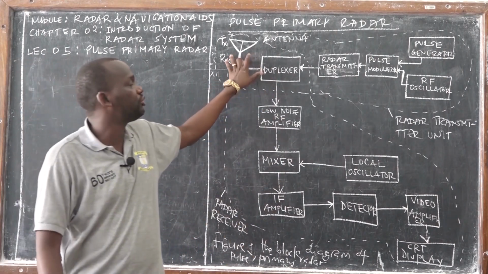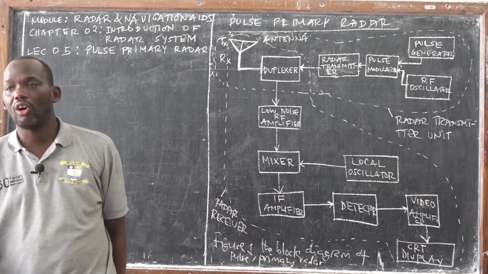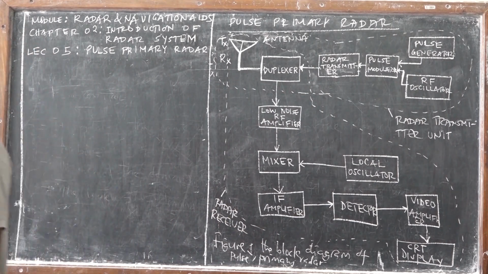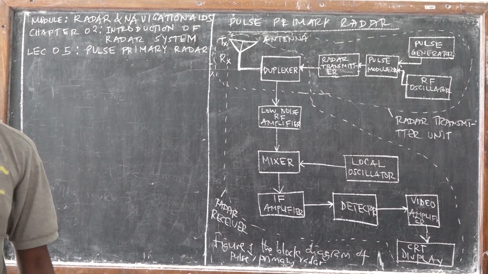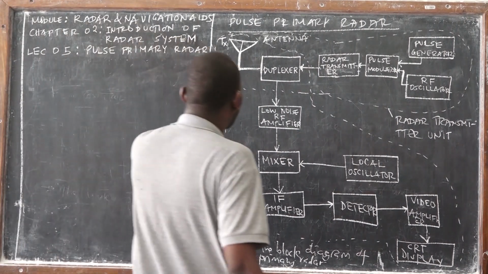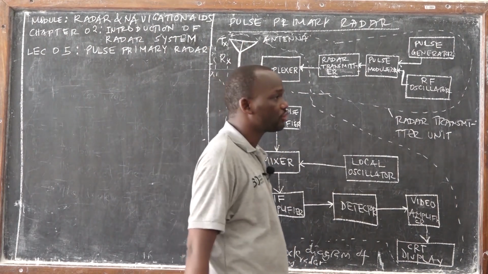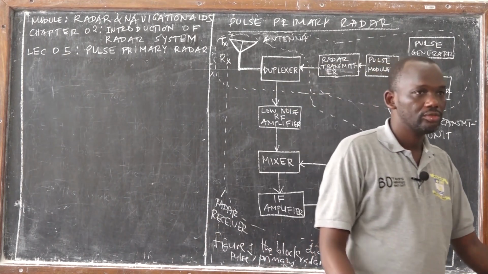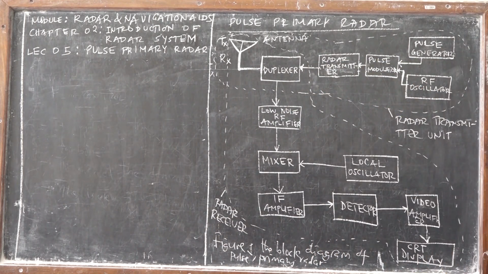But it's a block that uses the schematic symbol of the antenna. You might find that the radar antenna may contain more than one antenna. So that's why you call it a block. When you open that block, you can come up with the number of antennas depending on the capability of the radar system.